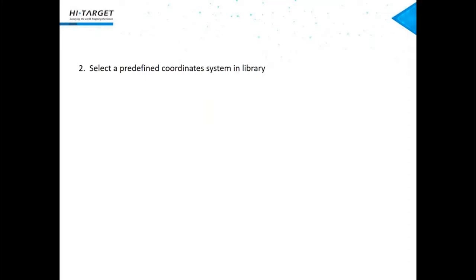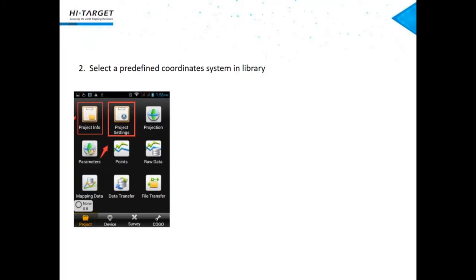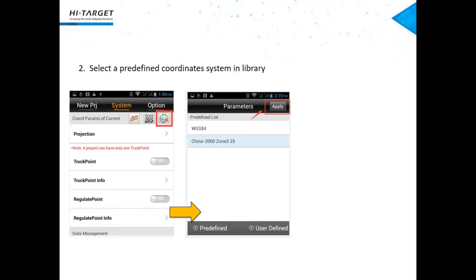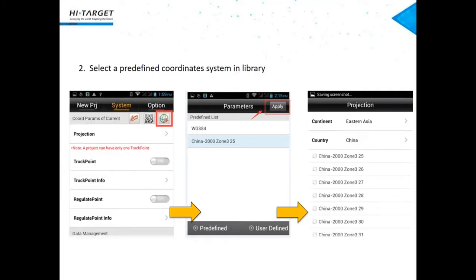Next, I will show you how to select a predefined coordinate system in library. So we can enter into project setting to set coordinate systems and click the Earth-like icon, predefined, and then you can choose the coordinate system according to your country and needs. Click Apply to finish setting, and you can also define coordinate systems as you need. Anyway, don't forget to click Save, and the parameters setting will be done.